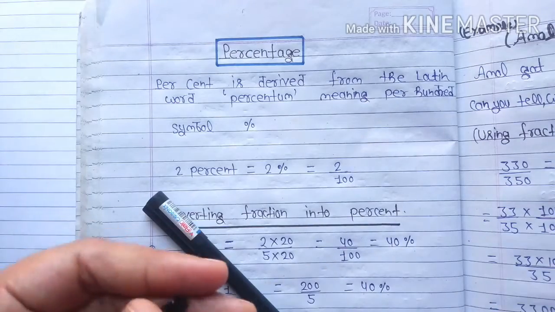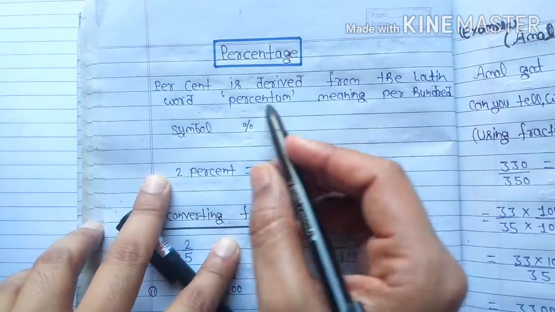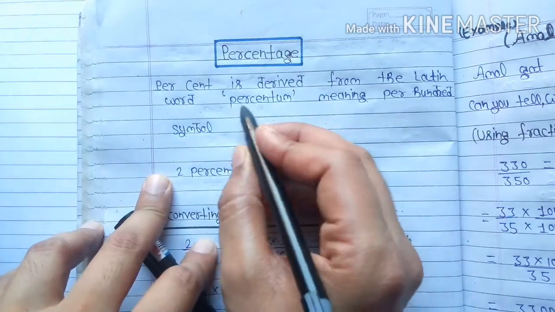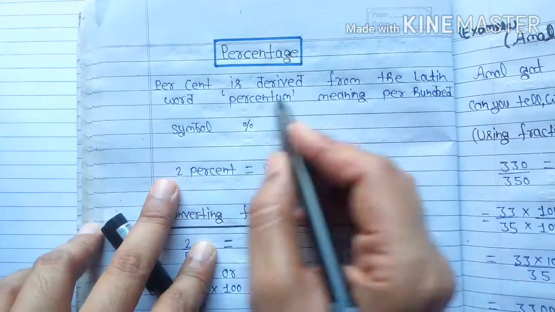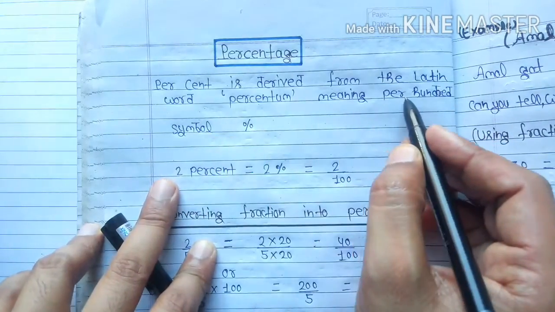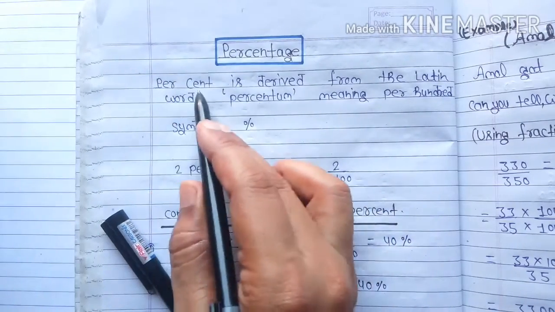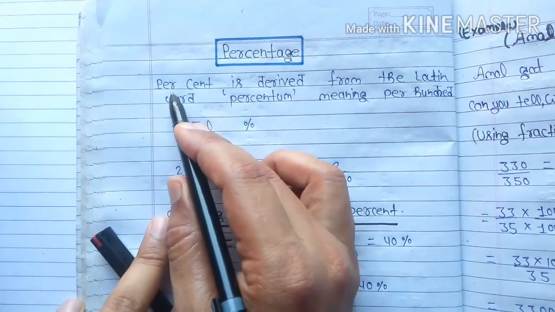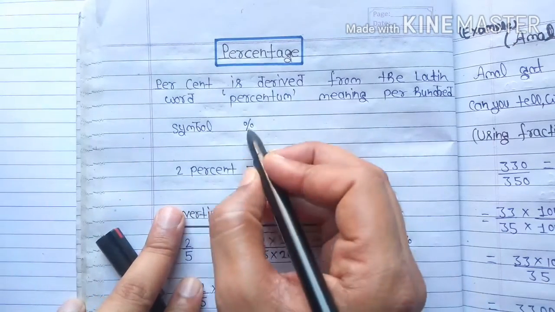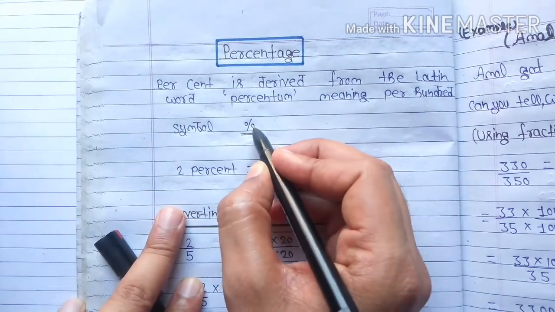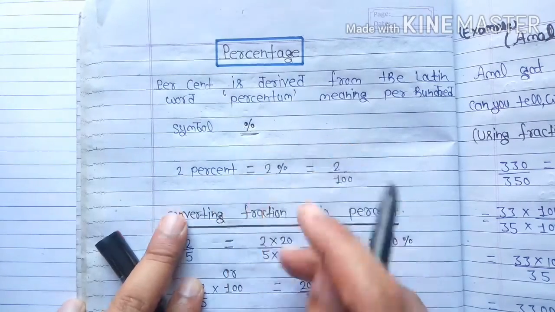Students, let's see. Percent is derived from the Latin word percentum, meaning per hundred. It means percentum. Percent: per upon hundred. Students, the symbolic form of percentage is this. We can represent percent with this symbol.